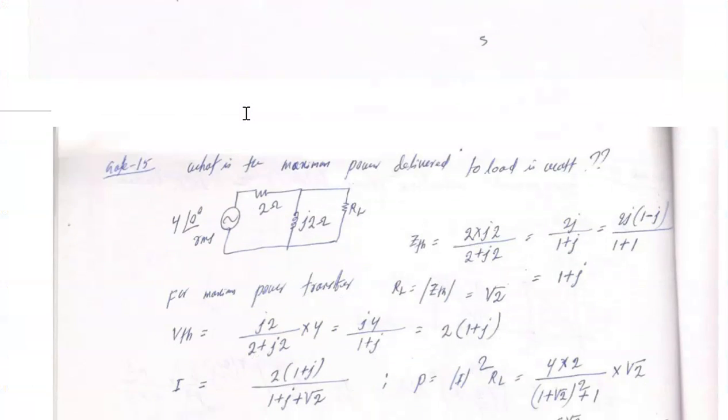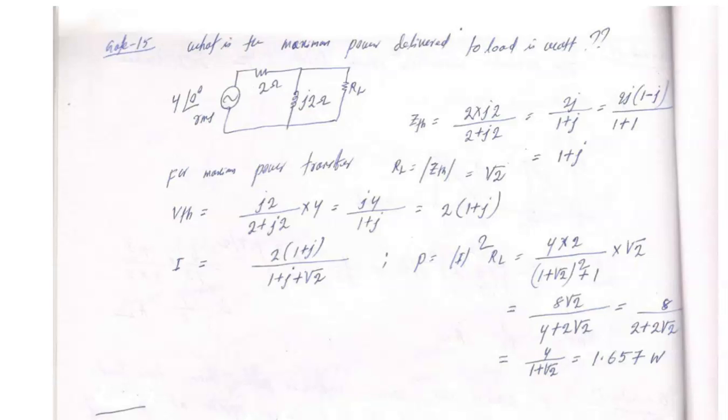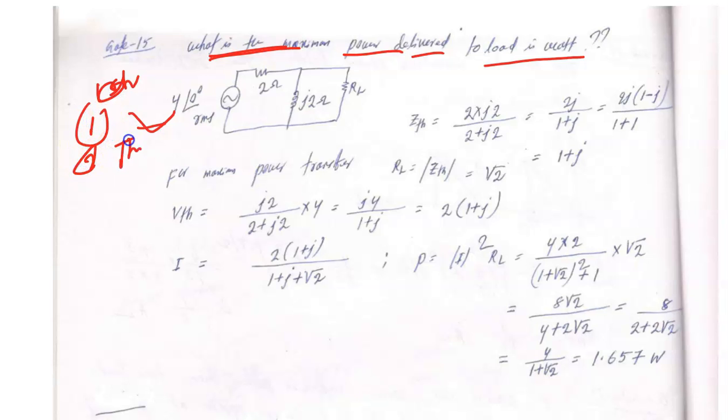Now I'll go to the example which has appeared in the GATE with the two-three concepts applied together. What is the maximum power delivered to the load in watts? See how many concepts are here. First, steady state AC analysis. Second is Thevenin's theorem. Third is the maximum power transfer.